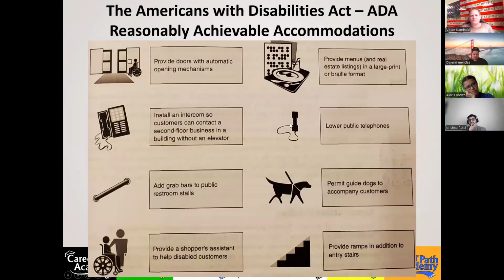Here's just that guide of the ADA, the reasonable accommodations that they have there in the book. They put a picture guide there. Adding grab bars, installing an intercom so that a second floor business without an elevator can provide access, providing doors with automatic opening mechanisms, providing braille menus, lowering publicly mounted telephones, allowing guide dogs, providing ramps in addition to the stairs, or provide personal shoppers to help out.